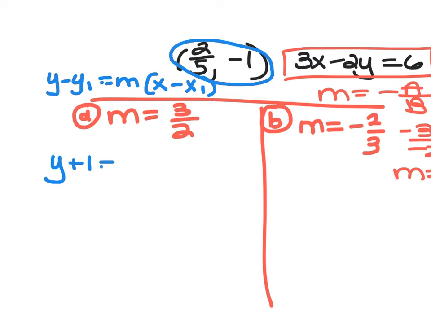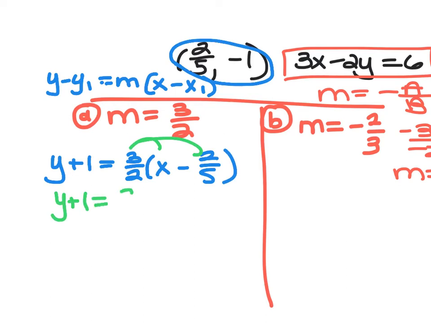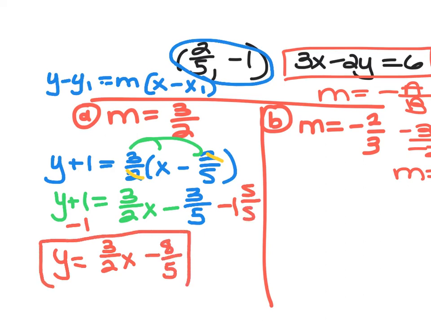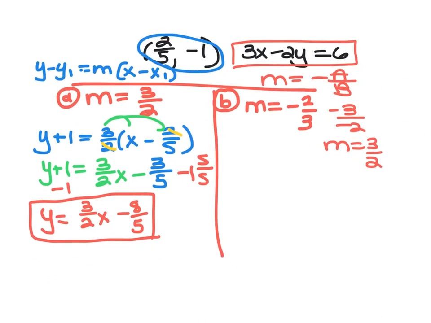Yeah. So now I got m is 3/2 x minus 2/5. And then I'm going to distribute 3/2, so y plus 1 equals 3/2 x minus, these two cancel out, 3/5. And then subtract the 1. So y equals 3/2 x, this is 5/5, so negative 8/5. So that's the equation of the line that's parallel to the first one.